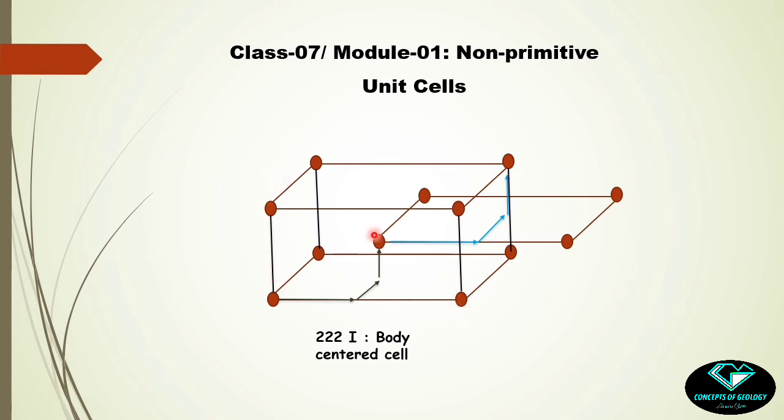Why orthorhombic? Because here also we have 3 mutually perpendicular 2-fold rotational axes. So this is also an orthorhombic unit cell, but this is a doubly primitive cell having an extra lattice point at the center of this cell. So we call it a body centered cell and symbolized as capital I. This is called a body centered unit cell and the symbol is read out as 222I.